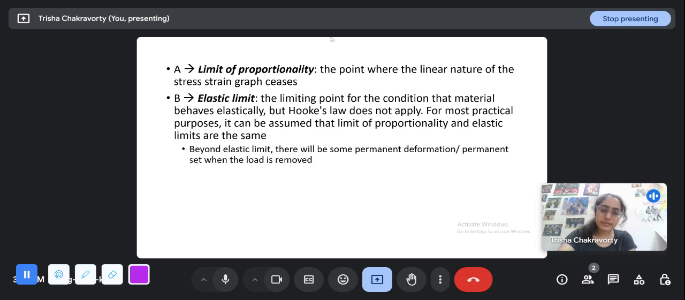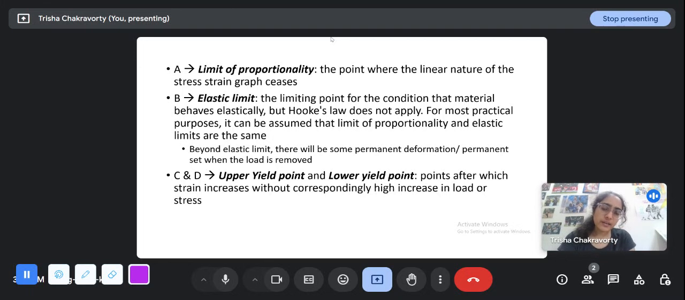Beyond the elastic limit, there will be some permanent deformation or permanent set when the load is removed. That means it has become partially plastic. So even if the load is completely removed, the strain will not completely go. There will be some kind of permanent deformation, permanent damage, you can say.